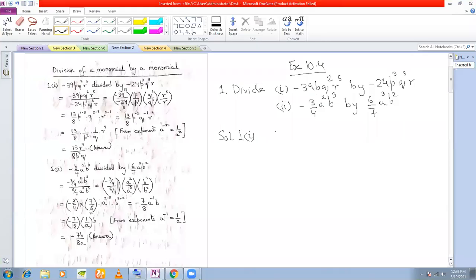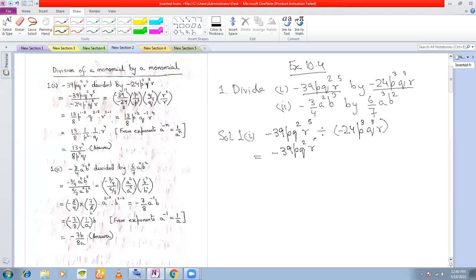Let us start with the first question. Here, you have to divide this term by this term. Both are monomials, right? So you have minus 39 pq square r to the power of 5 divided by minus 24 p cube q cube r. So you can write this as minus 39 p q square r to the power of 5 in the numerator because that is a dividend, and your divisor is minus 24 p cube q cube r.